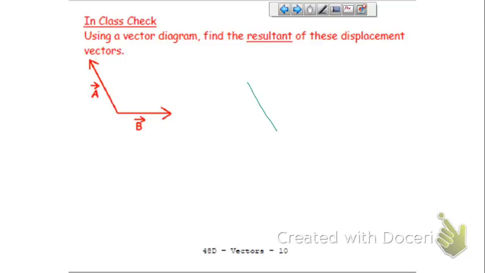So there is my A. I would use my little ruler and slide it across the page and make it about the right length. And then I would add on my B, again sliding the ruler across the page. The most common mistake is people either forget to put the arrows on, or they leave me that, which is not the answer. You've got to tell me what the resultant is. The resultant is the overall effect, which is you start at the beginning and you end at the end.